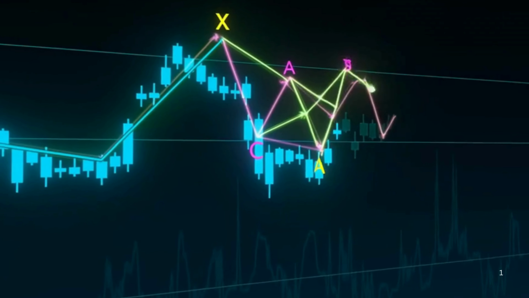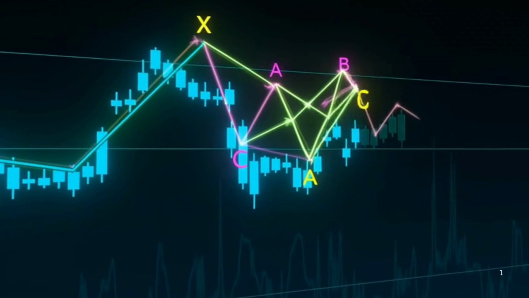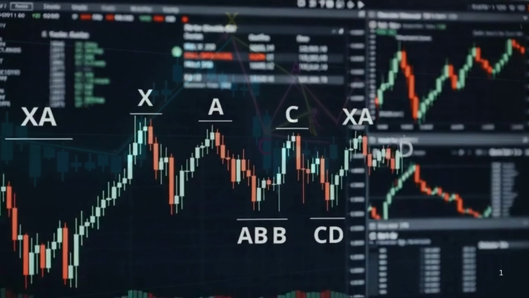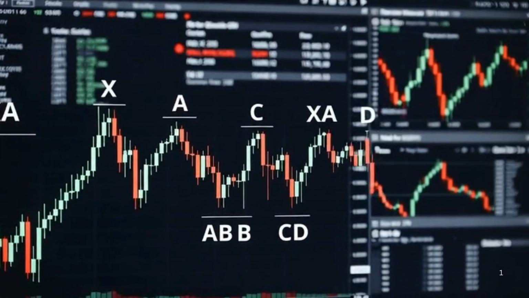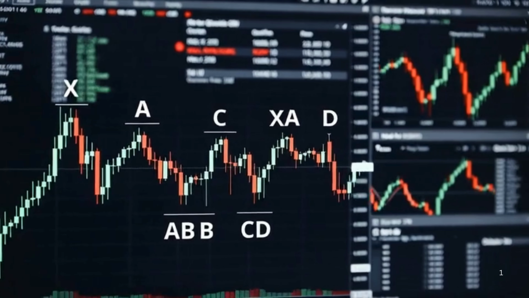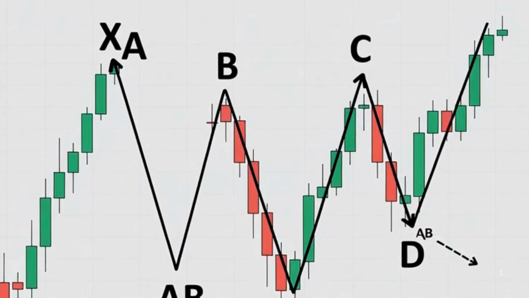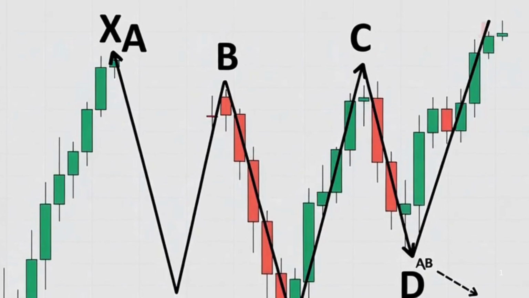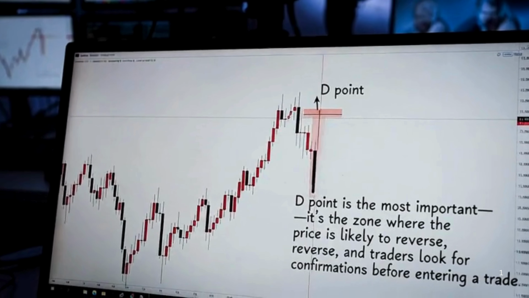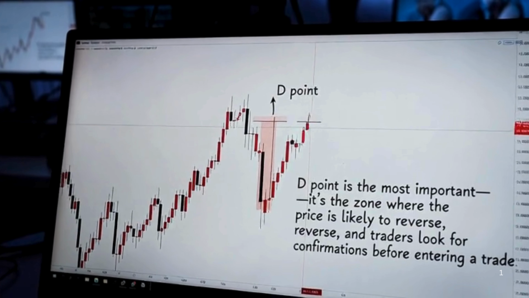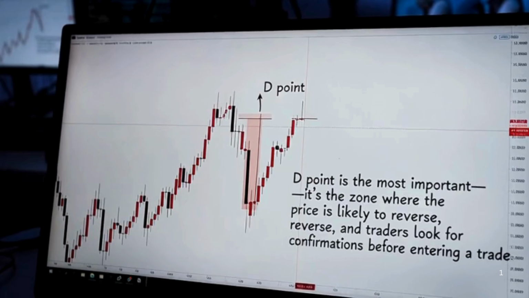These patterns are formed by a series of price swings marked as X, A, B, C, and D. It starts with the initial move XA, followed by a retracement called AB, then a corrective leg BC, and finally the CD leg, which completes the pattern. The D point is the most important. It's the zone where the price is likely to reverse, and traders look for confirmations before entering a trade.